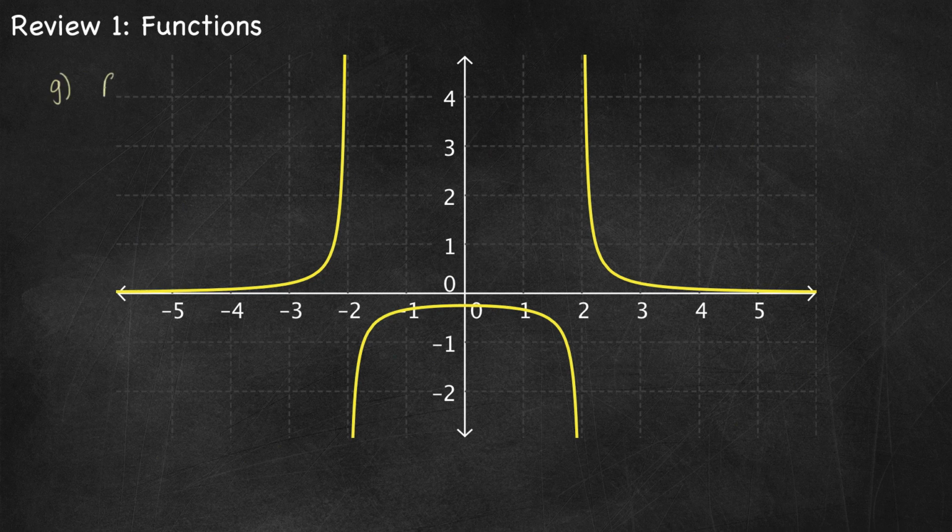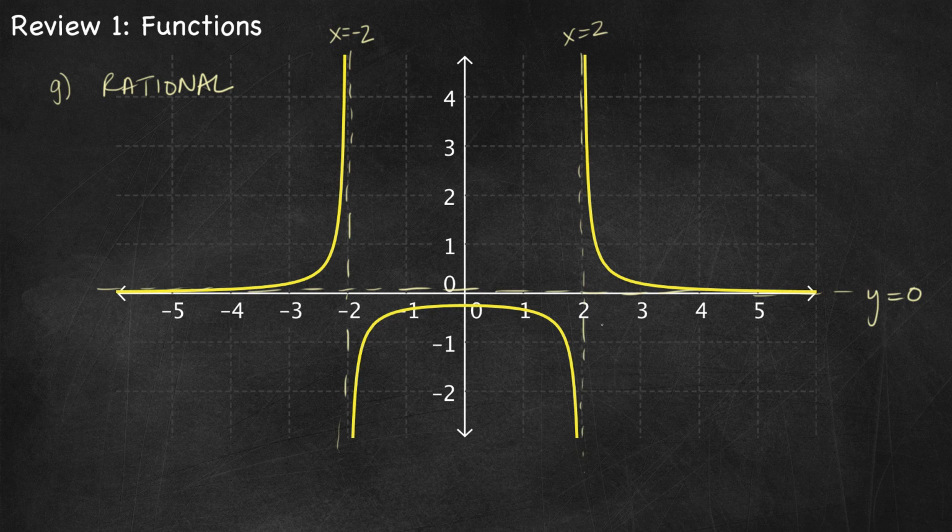G, this is a rational function. And I can see that I have a horizontal asymptote on the x-axis, or at y equals 0. So y equals 0 is a horizontal asymptote. And I can also see here that I have vertical asymptotes at x equals -2 and at x equals +2. And those vertical asymptotes are a clue about my equation.